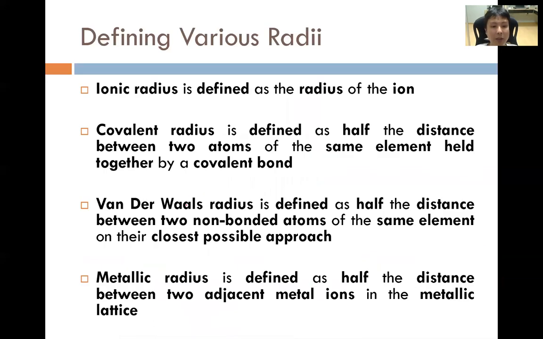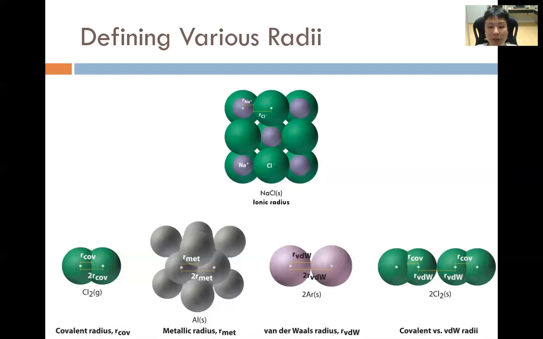The van der Waals radius is defined as half the distance between two non-bonded atoms. It's important here that it's non-bonded, of the same element, on their closest possible approach. For example, if we look at two argon atoms, these are non-bonded because argon is a noble gas that already has a full octet, or full noble gas configuration, so it doesn't bond. When they approach each other, they are non-bonded, and half the distance between nucleus to nucleus is called the van der Waals radius.